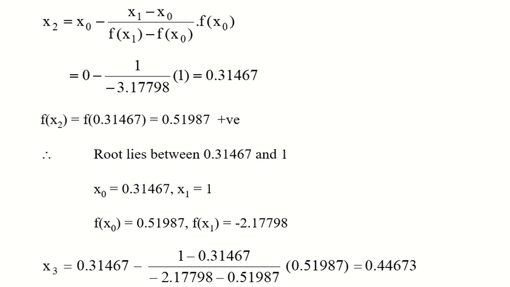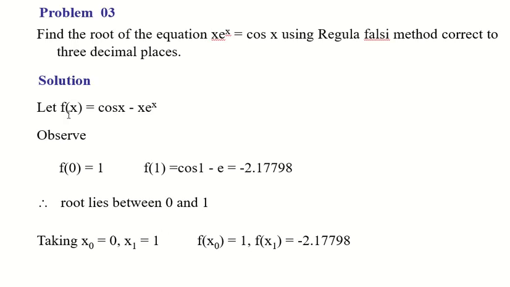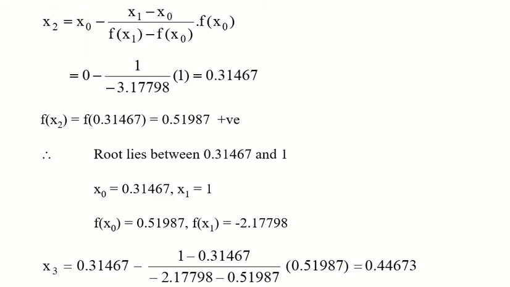Find what is f of x2. f of x you have cos x minus x e power x. So wherever you have x, replace it by x2. What is your x2? Your x2 is 0.31467. So f of x2, calculate. Hope your calculator is in radian mode. Calculate f of x2, 0.51987. So it is again positive, greater than 0.